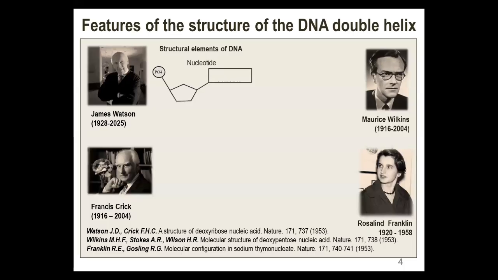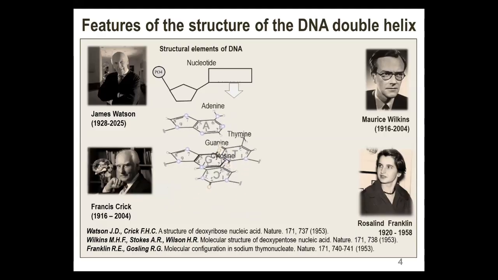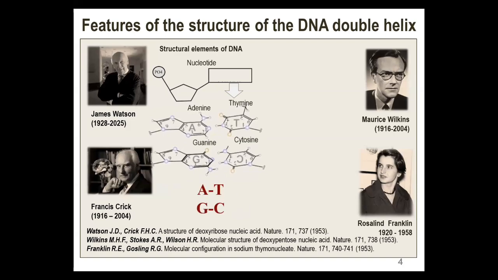What was known at that time? It was known that DNA consisted of nucleotides. One nucleotide consists of a phosphate group, deoxyribose, and a nitrogen base, which can be one of four types: adenine, guanine, thymine, and cytosine. And Watson and Crick understood that these nucleotides should form pairs. Adenine always binds with thymine and guanine with cytosine. This is the famous Chargaff rule.